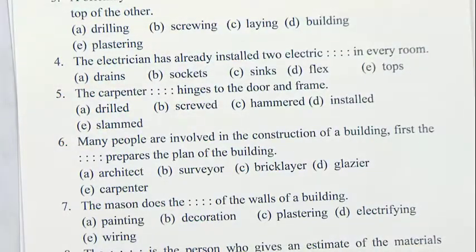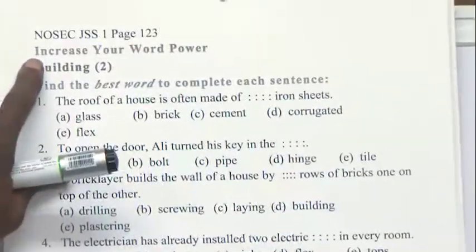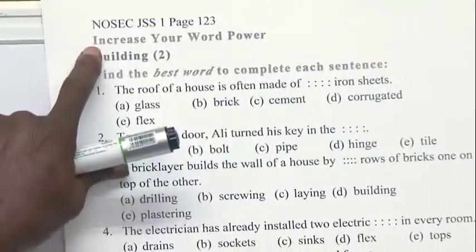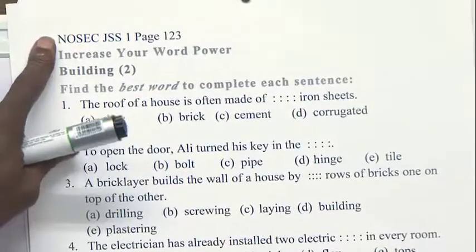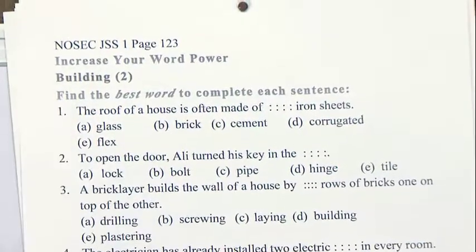As I said before, there are many areas of human endeavor. We have another one, which is building. This is found on page 123 of NUSEC, New Oxford Second English Course for GS1. This is on building now.